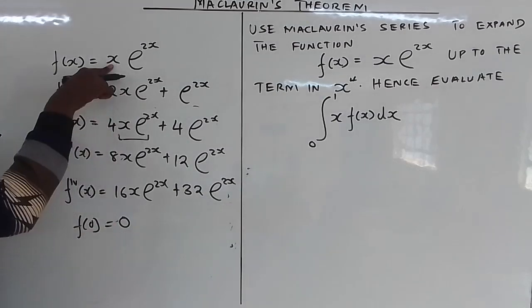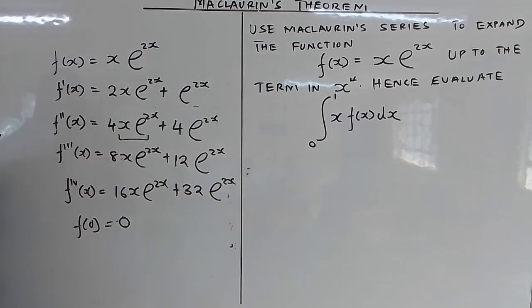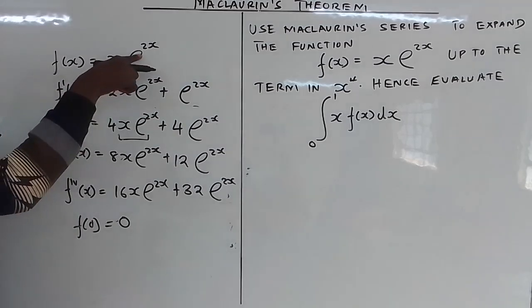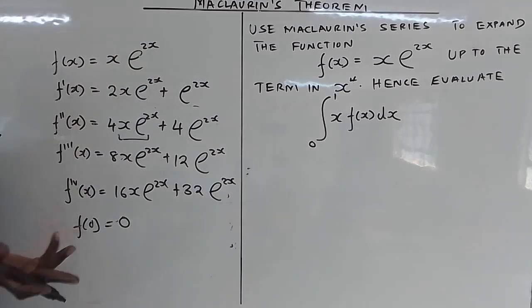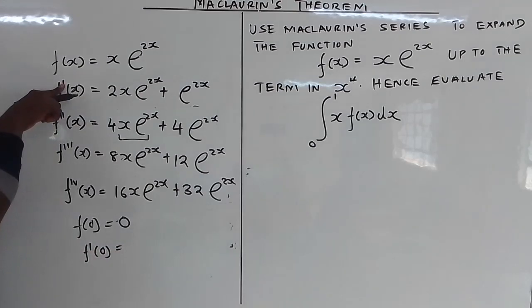It is 0 because this x will be 0. See, 0 times anything, everything goes to 0. Are you seeing that? Because f of 0, if you put 0, you have 0 times exponential raised to power 0, which is 1. 0 times 1 is just 0, isn't it? Move to the next, f prime of 0. What is f prime of 0? You go to where f prime is, isn't it?